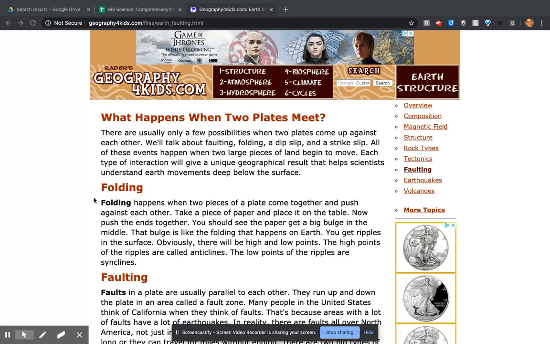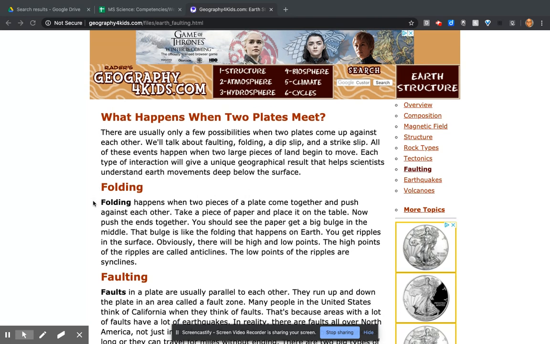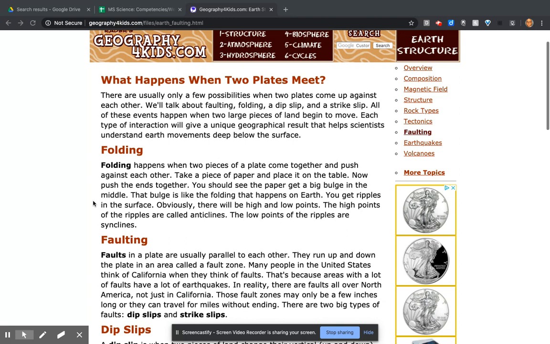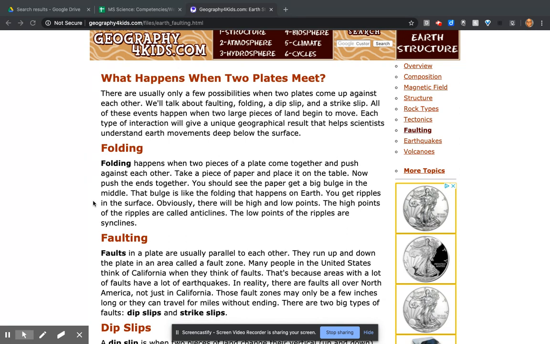Folding. Folding happens when two pieces of a plate come together and push against each other. Take a piece of paper and place it on the table. Now push the ends together. You should see the paper get a big bulge in the middle. The bulge is like the folding that happens on Earth, the ripples in the surface. Obviously, there will be high and low points. The high points of the ripples are called anticlines, and the low points of the ripples are called synclines.